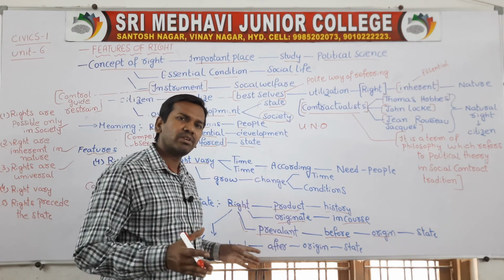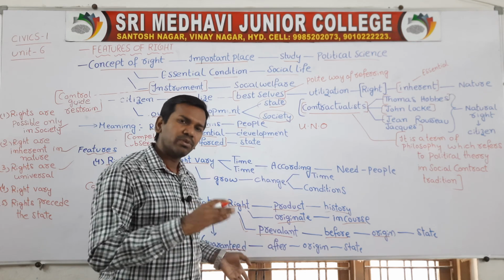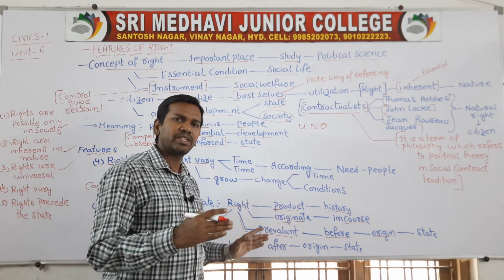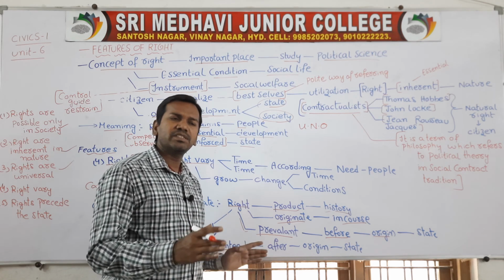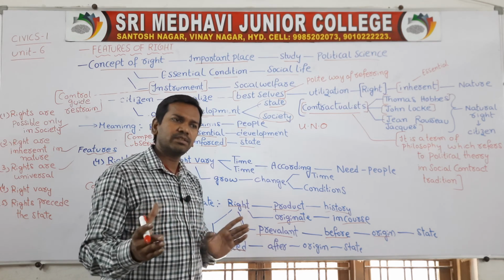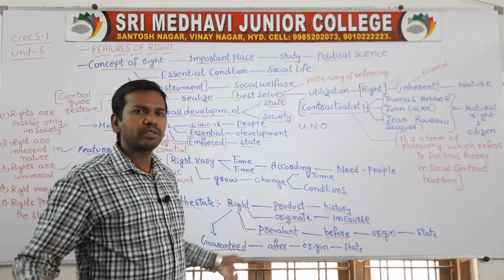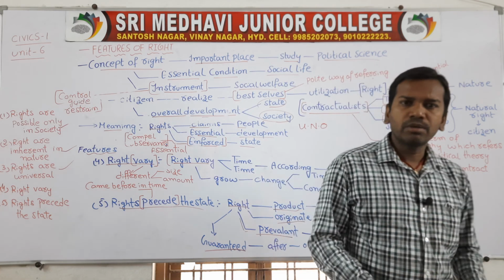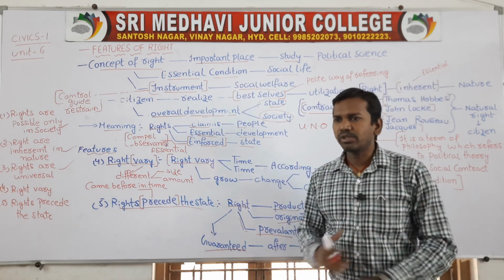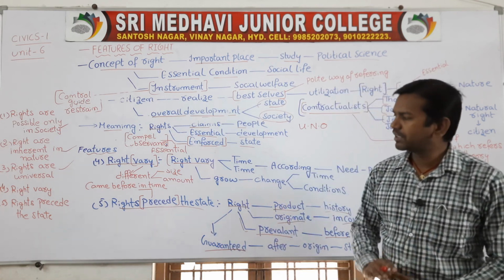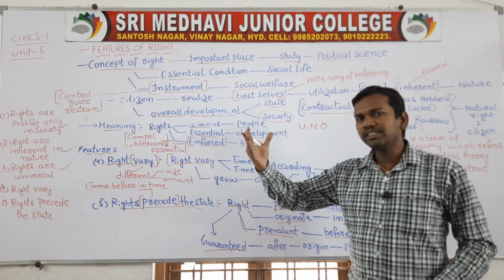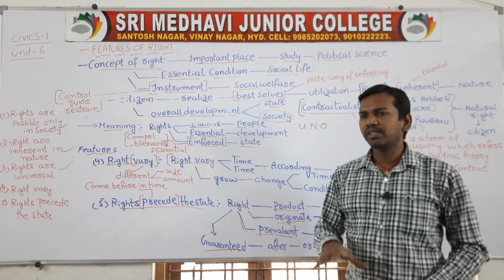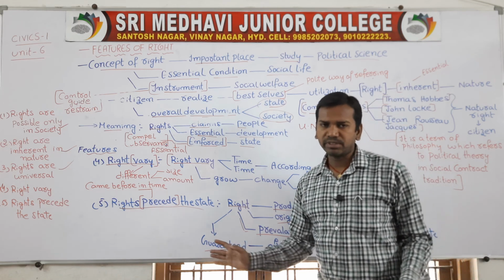When states were not formed, when countries were not formed, and when societies existed, there were rights during that period also, but the difference is that rights were enjoyed by a few sections. Now these rights are guaranteed to all people. How? By the universalization of rights. Now that we have made all rights universal, everybody is enjoying them. This is the difference between ancient rights and modern rights, in ancient society and modern society. So this is the difference, children.